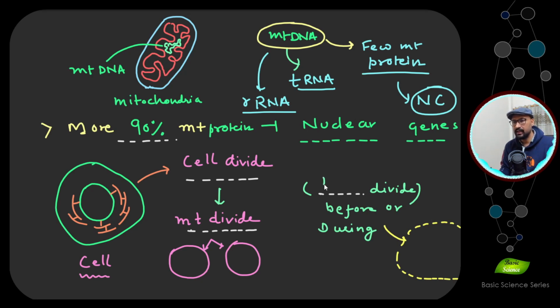So mitochondrial DNA is going to divide before or during the process of cell division, right? So what I'm trying to mention in this case is basically mitochondrial DNA will divide during the cell division process or before the cell division process, so that it can be equally distributed between the daughter cells.